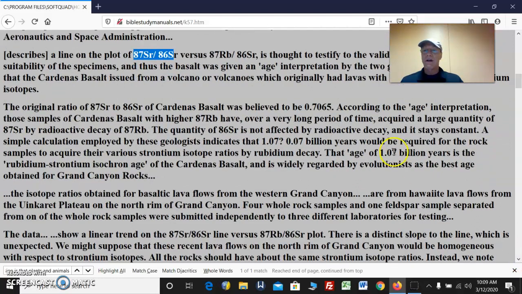The original ratio of 87 to 86 strontium of the Cardenas basalt was believed to be 0.7065, according to the age interpretation of these samples. Cardenas basalt samples with a higher 87 rubidium have, over a very long period of time, acquired a very large quantity of 87 strontium by radioactive decay of 87 rubidium. The quantity of 86 strontium is not affected by radioactive decay, and it stays constant.